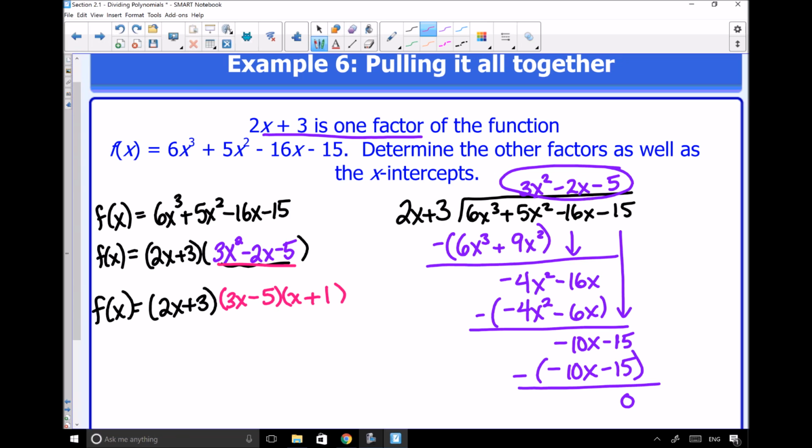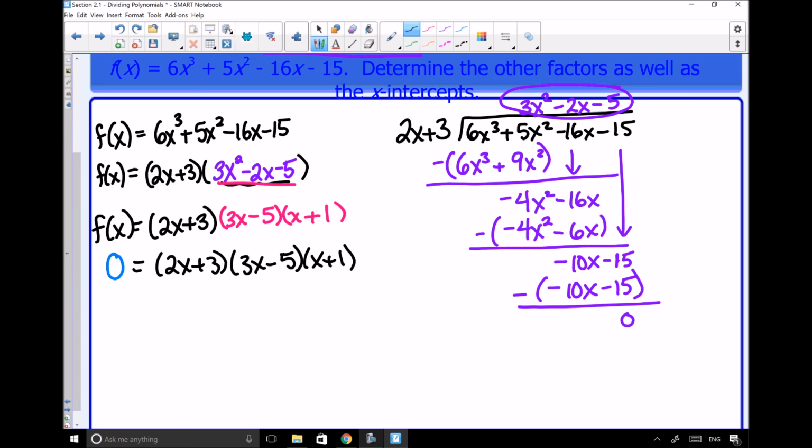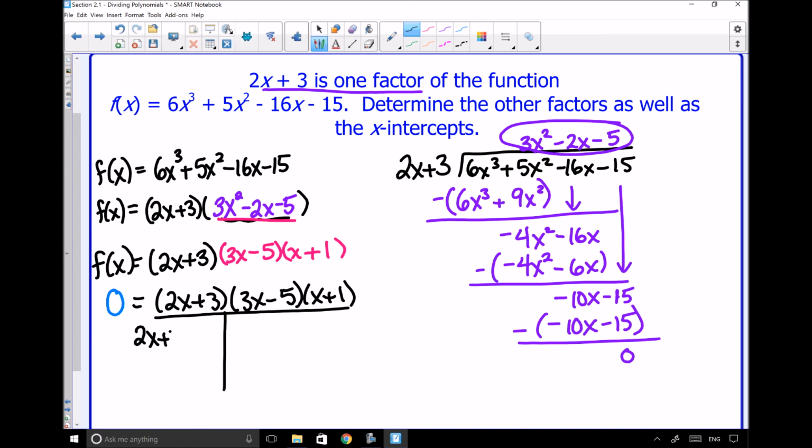So it says determine the other factors. So my other factors are 3x minus 5 as well as x plus 1. And now I'm going to use that to figure out what my x-intercepts are. Well, my x-intercepts occur when y is 0. So I'm going to replace f of x with 0. And I know that this is 2x plus 3, this is 3x minus 5, and that this is x plus 1. So I'm going to set each factor equal to 0, okay? I have three factors, so I'm going to set three separate factors equal to 0. So I say 2x plus 3 equals 0, 3x minus 5 equals 0, and x plus 1 equals 0, okay?